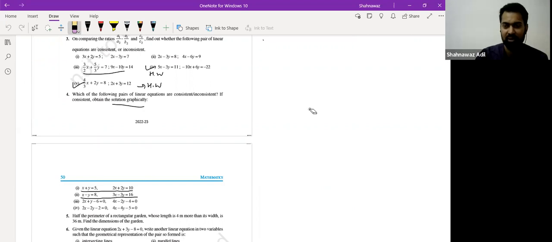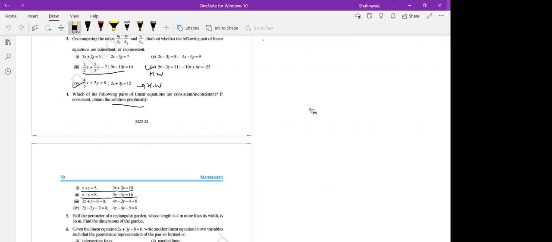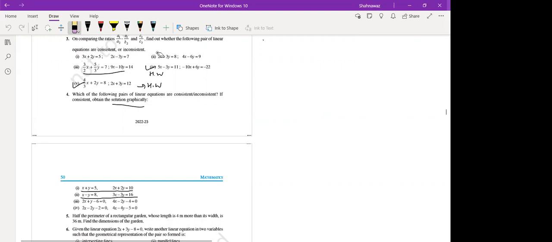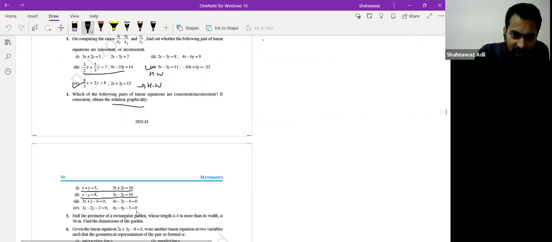Did you guys understand? So go into your account, log into the assignment part, and see the 10th CBSE questions, previous year's questions. So again, this is your homework, right?